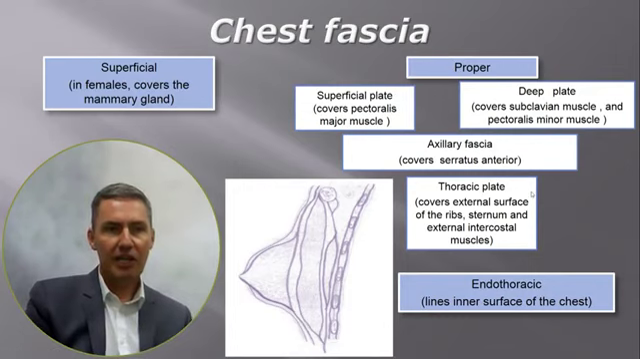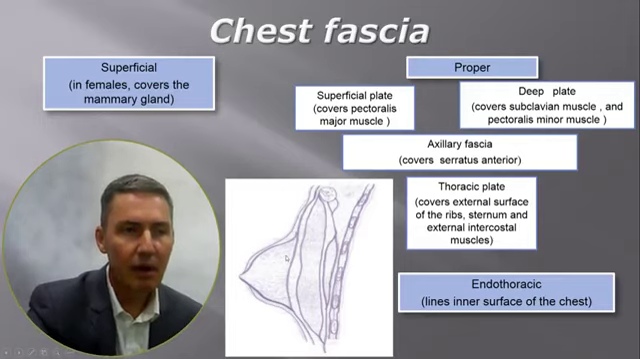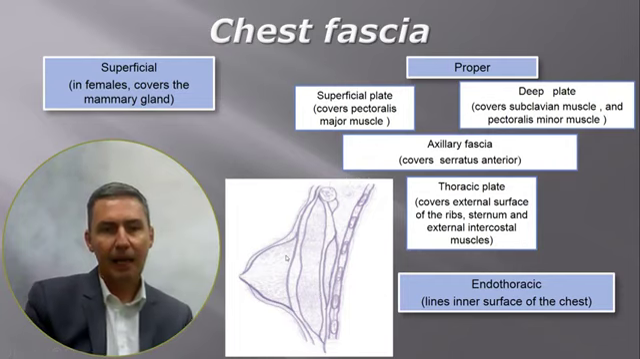The fascia of the chest is usually represented by the superficial fascia and also the proper fascia. Superficial fascia of this region continues from the region of the neck, and the feature of this superficial fascia and its clinical importance in females is that it covers and forms the capsule of the mammary gland. This fascia attaches to the clavicle, that's why it suspends the mammary gland.